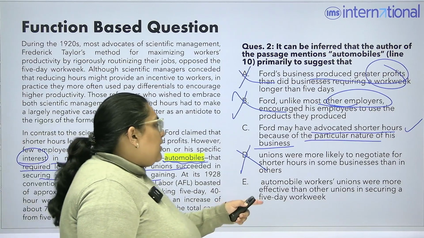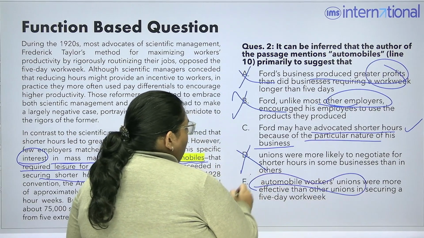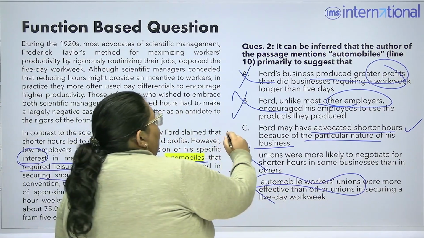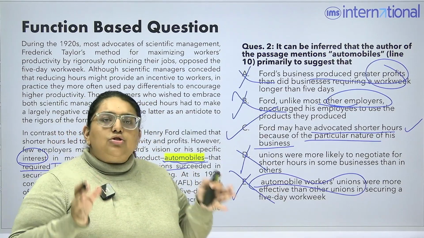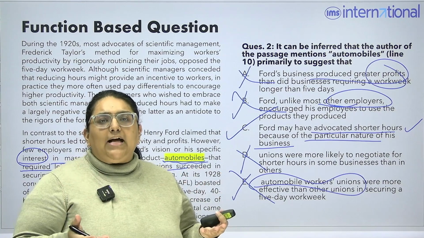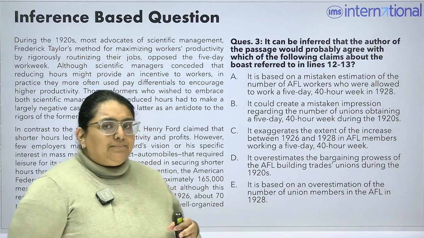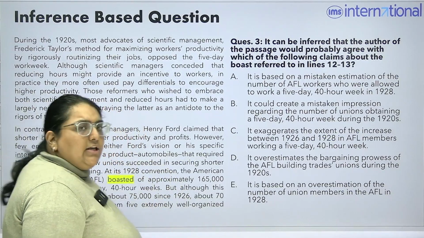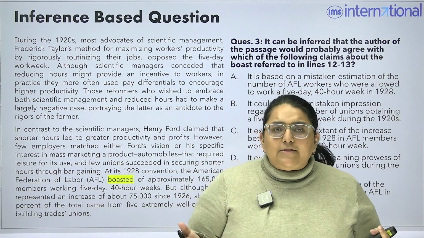And automobile workers' unions were more effective. We never talked about the unions of automobile workers. So D and E are completely out of scope. We can safely mark C as the correct choice. So on the GRE you will notice that it is easier to mark the correct answer if you have understood what the passage is trying to say. Now let's have a look at the next question. The third question is an inference based question. Now what do we mean by an inference based question?